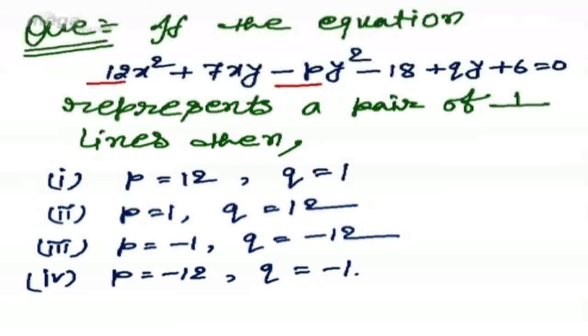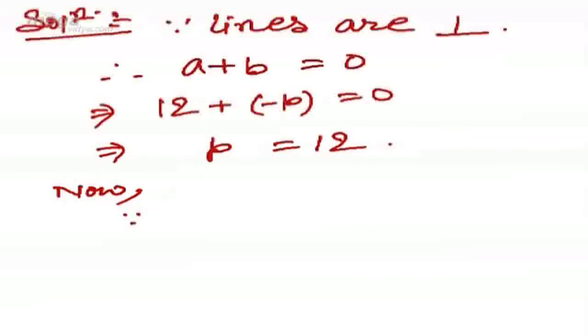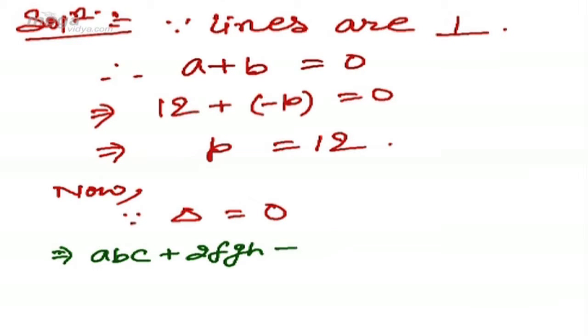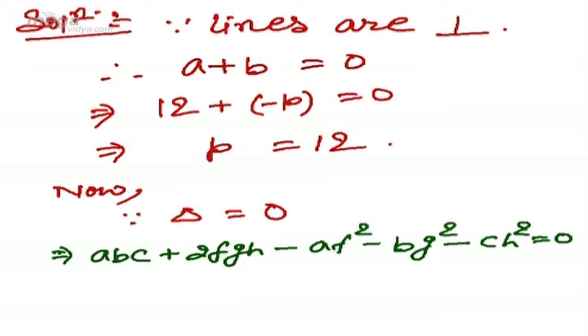But right now I am solving the whole question. Now we will find out the value of Q. Since the given equation represents a pair of straight lines, delta equals 0, that is ABC plus 2FGH minus AF square minus BG square minus CH square is equal to 0.